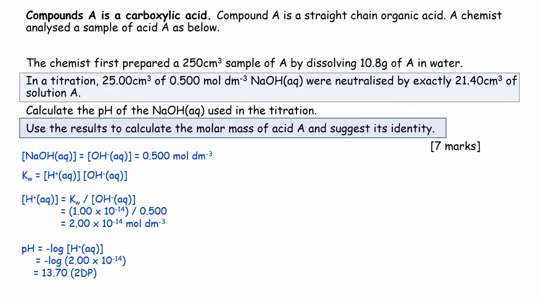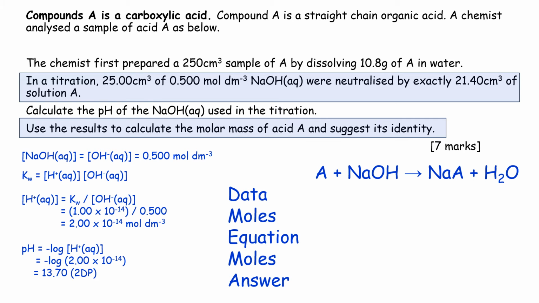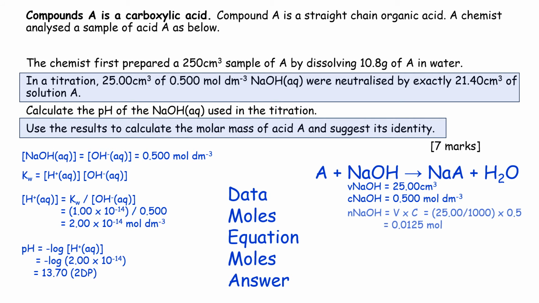So now we need to use the results. By the results, what they mean is what happened in the titration. I'm going to put in A as my acid, and NaOH as my alkali, and I'm going to use the data, moles, equation, moles, answer technique. The question gives me the values I need to work out the moles of sodium hydroxide, which is 0.0125 moles. Now I'm assuming that my acid A is monobasic, so it reacts with an alkali like sodium hydroxide in a 1:1 mole ratio. I'm working on the premise that H⁺ and OH⁻ react in a 1:1 mole ratio here to make water.